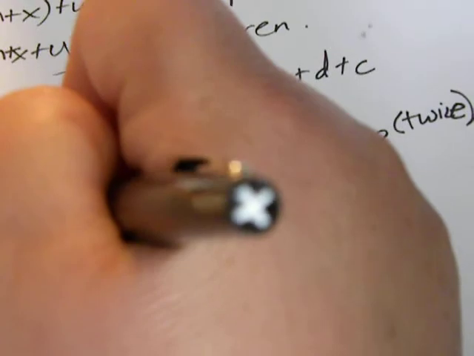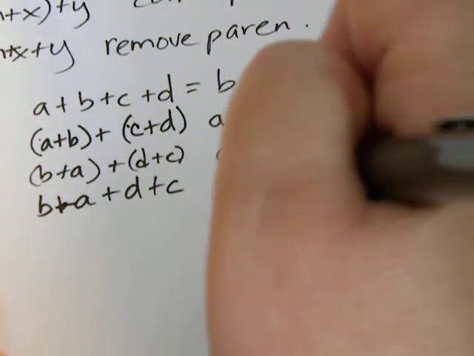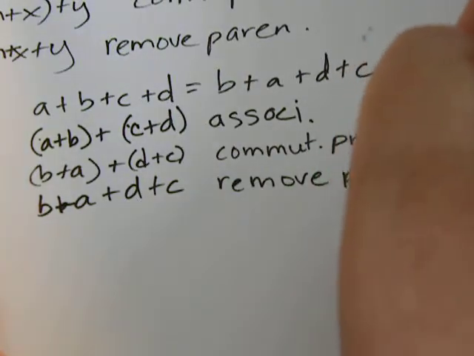Okay, and then the last step is we just need to remove the parentheses. So B plus A plus D plus C. Remove parentheses.